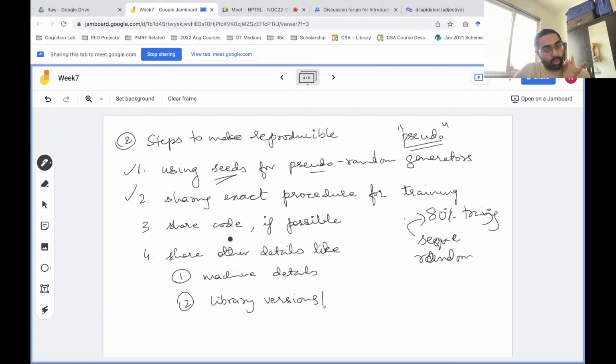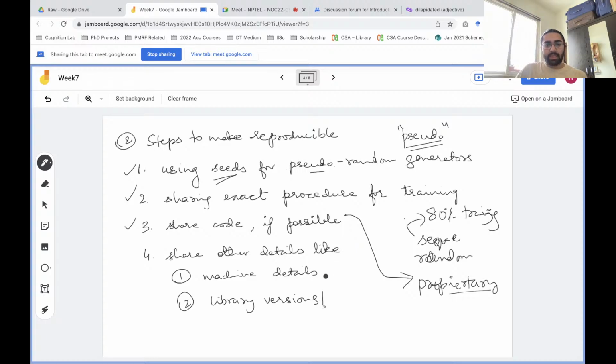Third thing is share your whole code itself if possible. Now it may not be possible always, because, for example, if there are some proprietary issues, then we can have some issues regarding whether we can share some code or not. But if there are no such issues, I would always tell you to share your code, because then it lets the other person know that if you run this code on this data, this should work for your inferences, right? That is the third thing.